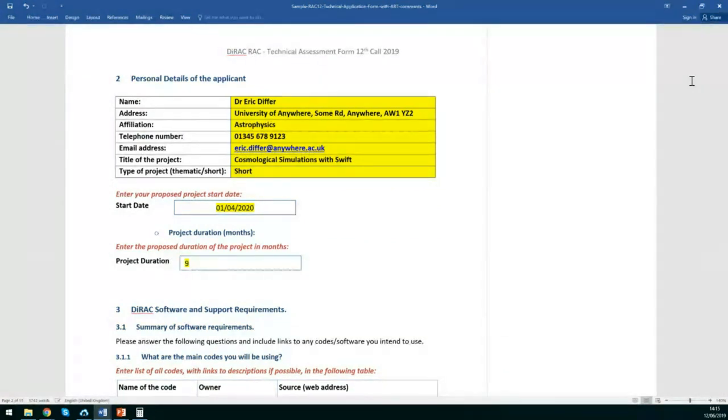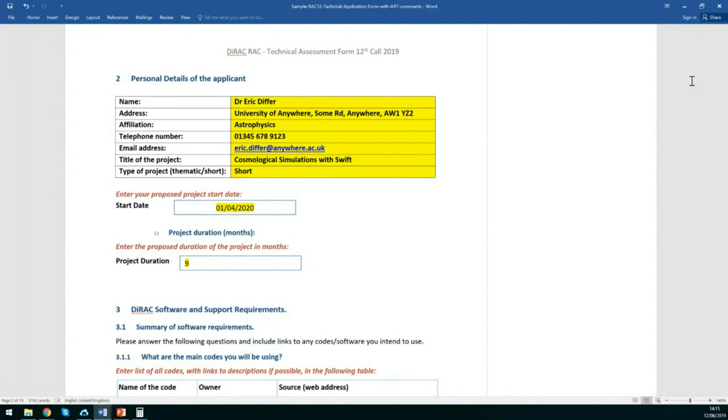An applicant can be a postdoc, a PhD student, or an academic member of staff. You have to give your address. Ideally, you give your affiliation and what type of topic it is. You need to give your telephone number just in case, and definitely an email address, preferably your academic email address. And please give a title.